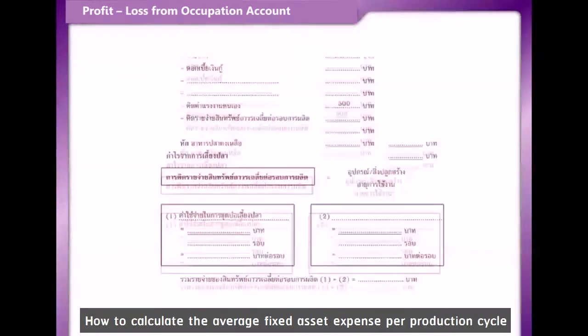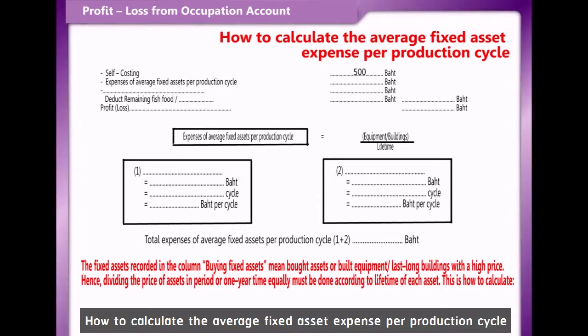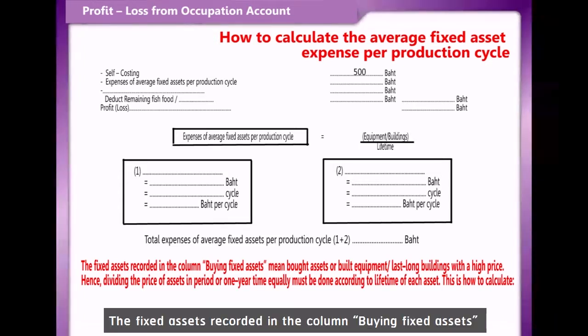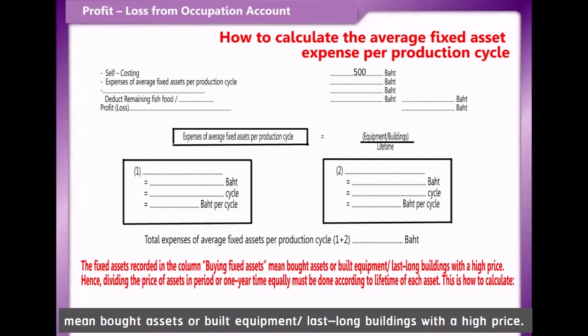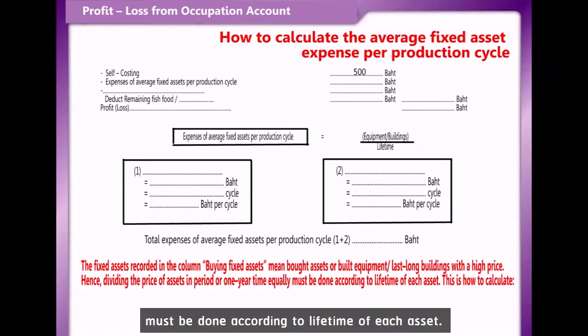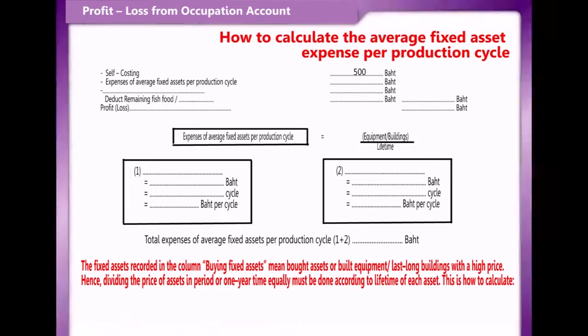How to calculate the average fixed assets expense per production cycle. The fixed assets recorded in the column Buying fixed assets mean bought assets or built equipment, large long-term buildings with a high price. Hence, dividing the price of assets in a period or 1 year equally must be done according to the lifetime of each asset. This is how to calculate.